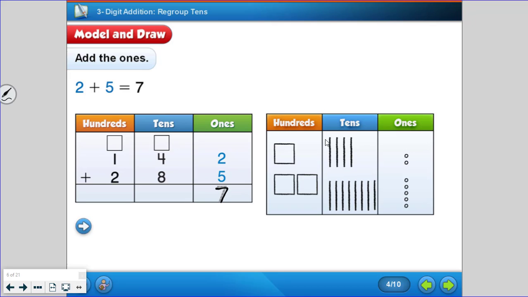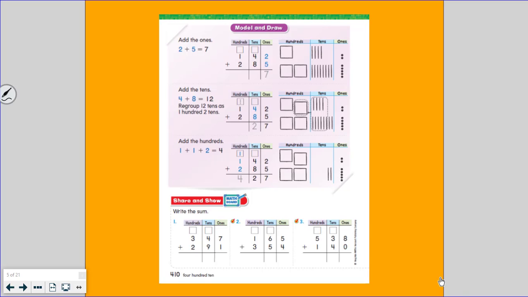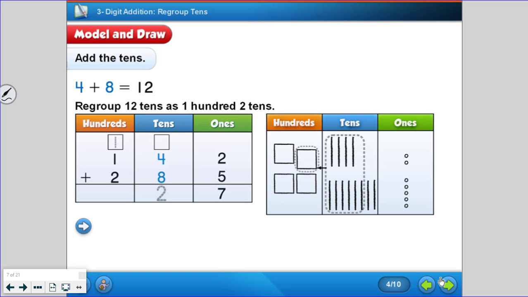And then they have a quick picture to match, 142 plus 285. And so they added the ones right here. Okay, let's go to, whoops, that's not right. Let's try that again. Here we go. All right, so then the second step, it says add the tens. 4 plus 8 equals 12, and it says regroup 12 tens as 100 and 2 tens. So let's look at what they did.